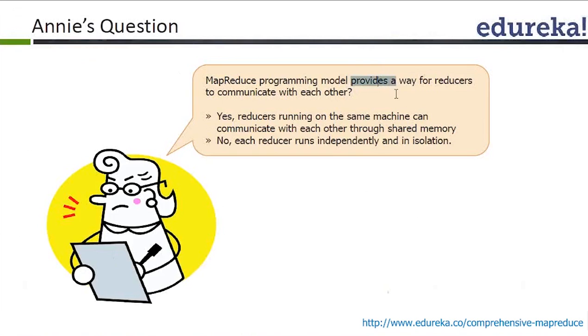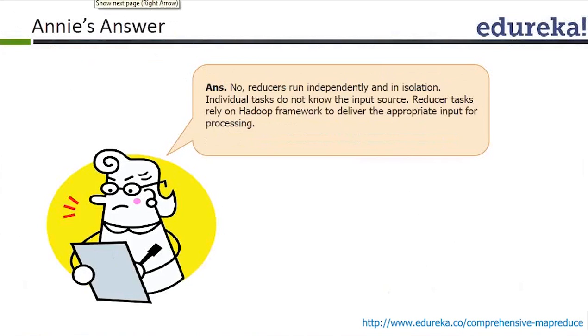Does MapReduce programming provide a way for the reducers to communicate with each other? So the answer is no. Reducers run independently and in isolation. Individual tasks do not know the input source. Reducer tasks rely on the Hadoop framework to deliver the right input for processing.